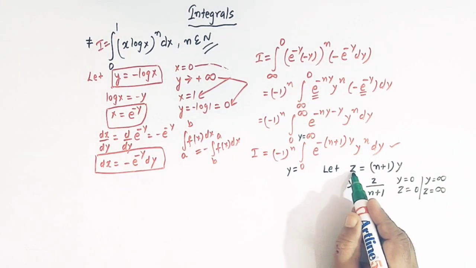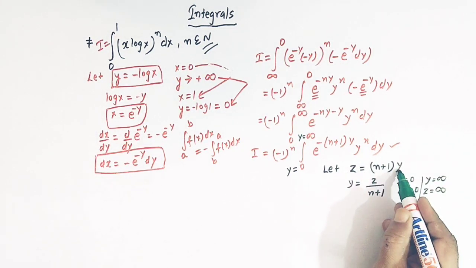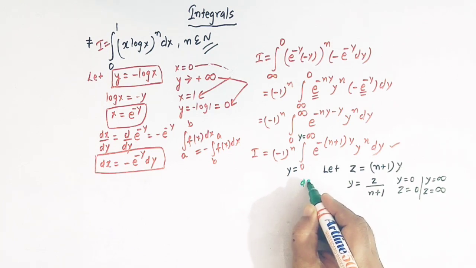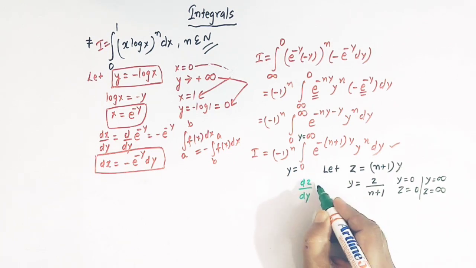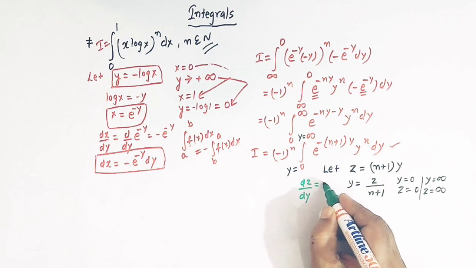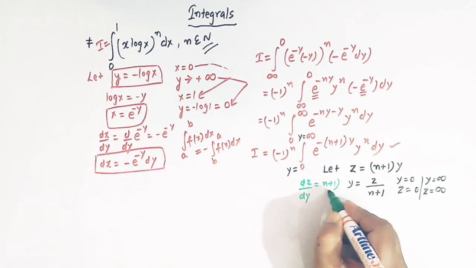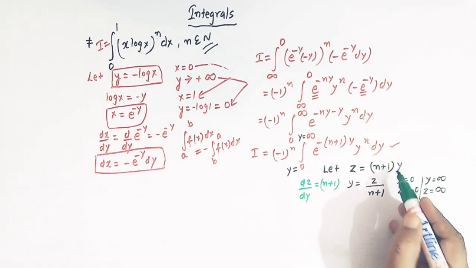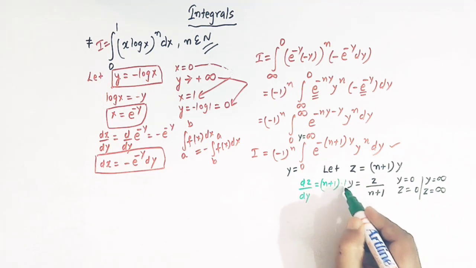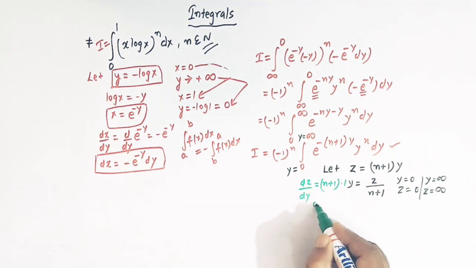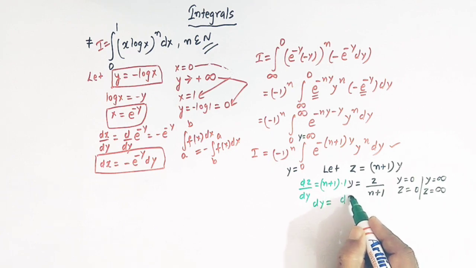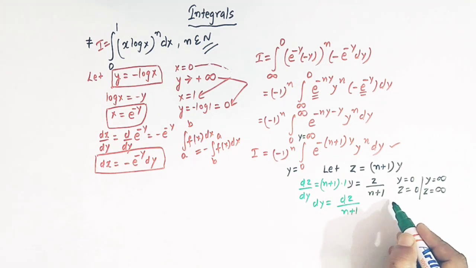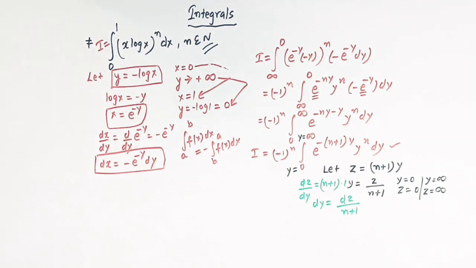So now let us differentiate z with respect to y. So we have dz over dy is equal to n plus 1, because the derivative of y with respect to y is 1. And now dy can be replaced by dz divided by n plus 1, where n belongs to the set of natural numbers.